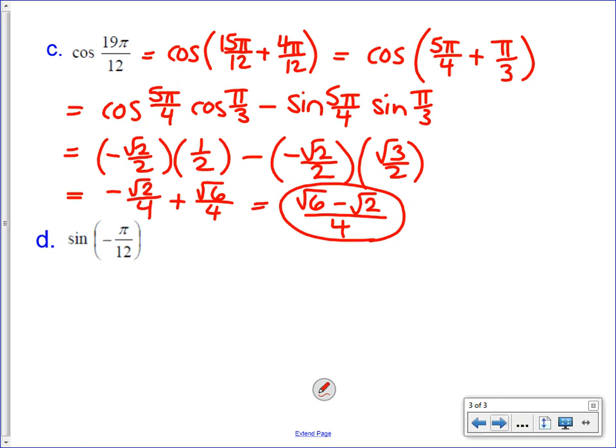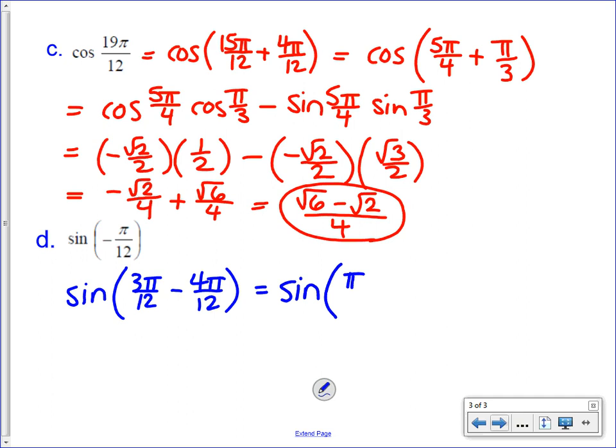Okay, for our last example, we have sine of negative pi over 12. Okay, so again, think about a sum or difference. How can we get to negative pi over 12? Well, what jumped out at me is that we could use sine of 3 pi over 12 minus 4 pi over 12. So that way, when we subtract, we're going to get negative 1 pi over 12. All right, so then let's reduce our fractions. This will be the same as sine of pi over 4 minus pi over 3.